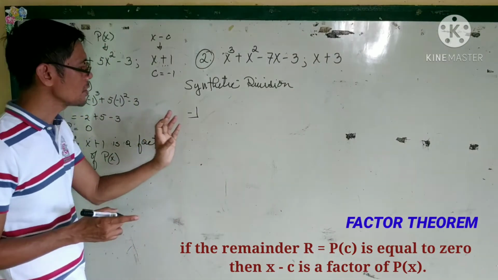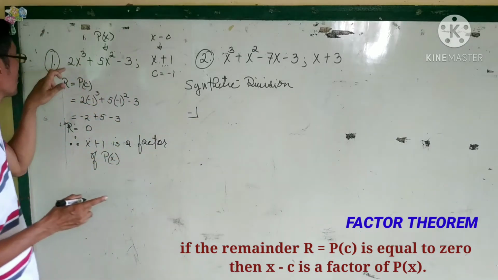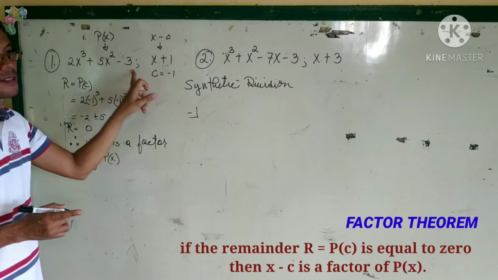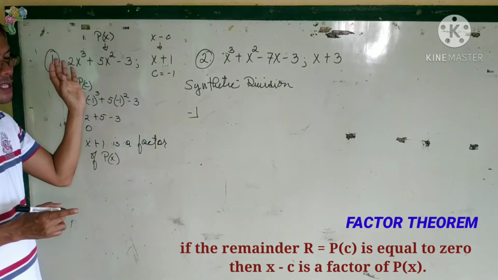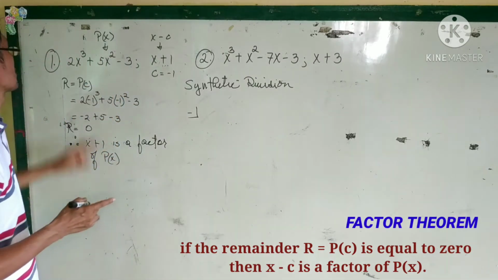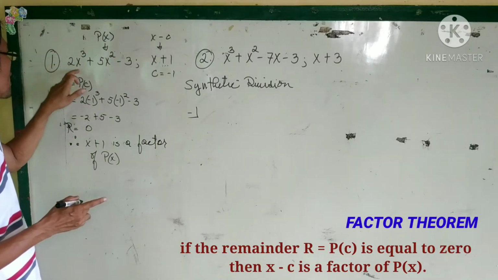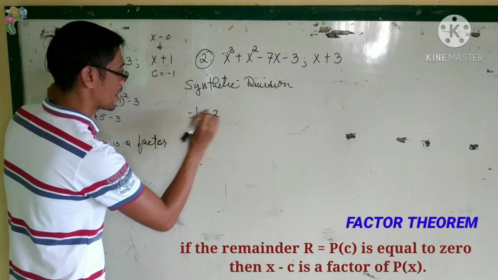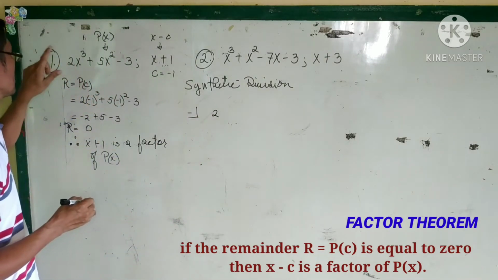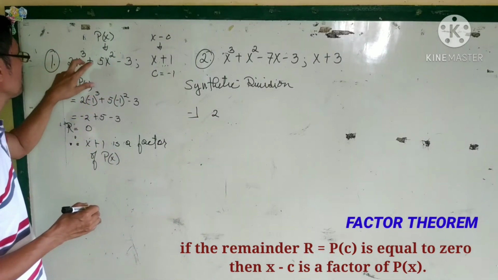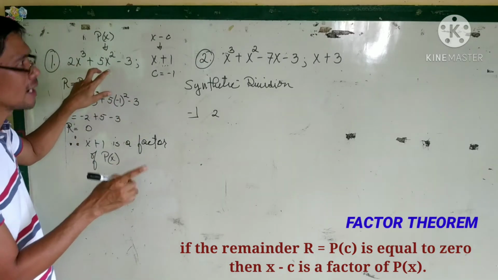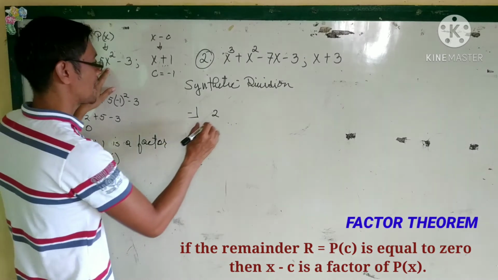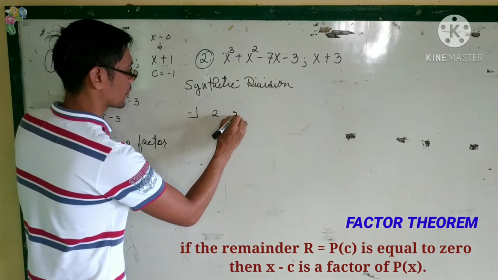Okay. So using your synthetic division, we are going to simply consider the numerical coefficients of each term in the given p of x. The first term is 2x cubed, so our numerical coefficient is 2. So we have 2. This is our cubic term. The next term should be the quadratic term, that is 5x squared. The numerical coefficient is 5.